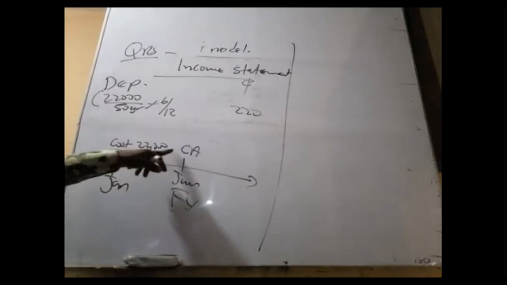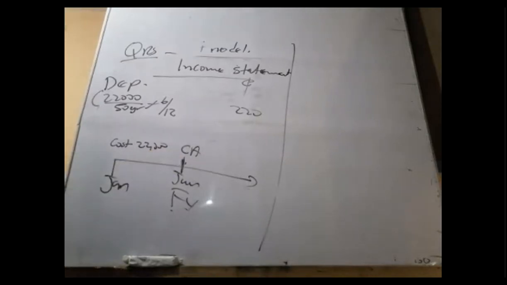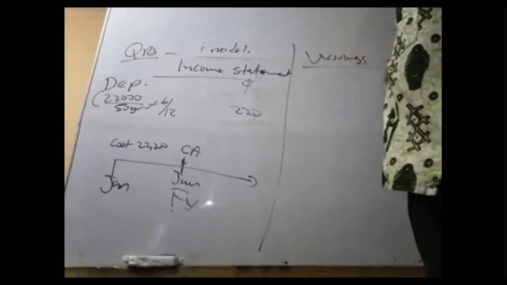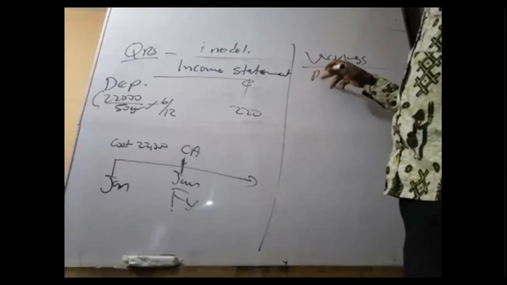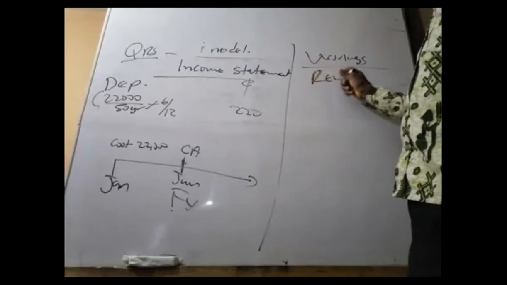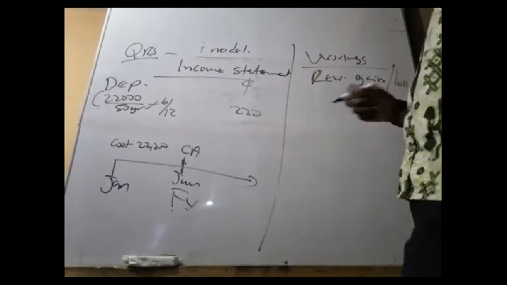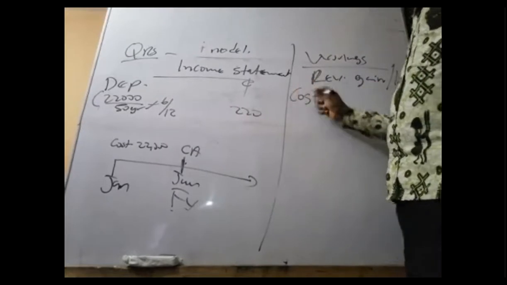So how do you get the carrying amount? Get the carrying amount as at these dates. So let's go and look at that. Workings. First, we are looking for the carrying amount or the revaluation gain or loss. First, what is the cost of the assets?